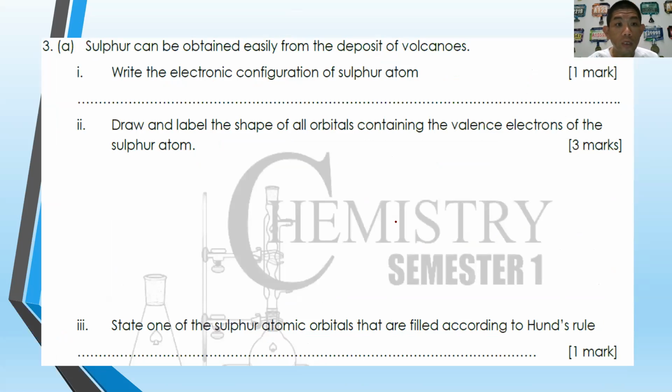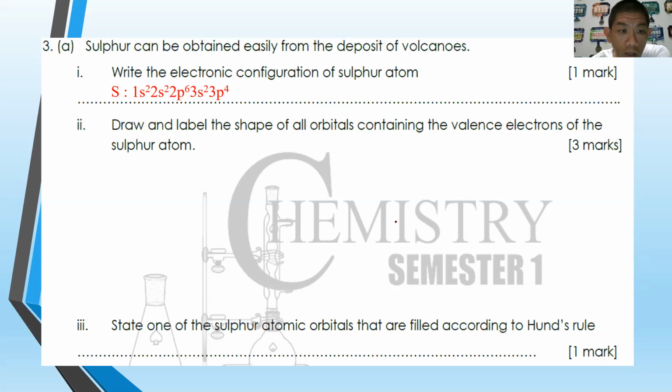And as for number 3, sulfur can be easily obtained from the deposit of volcanoes. Write the electronic configuration of the sulfur atom. So this one should be quite easy for you. You should be able to write the electronic configuration of sulfur. If you don't know the proton number, you can always check the periodic table. So you have 1s2, 2s2, 2p6, 3s2, 3p4.